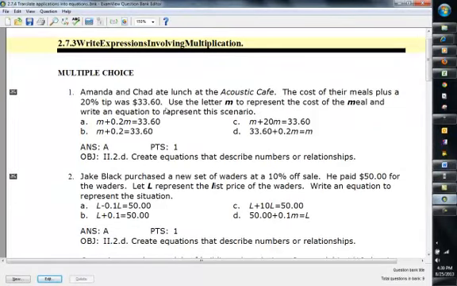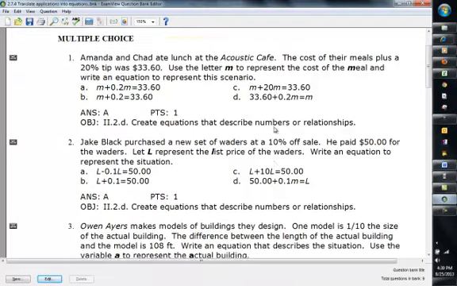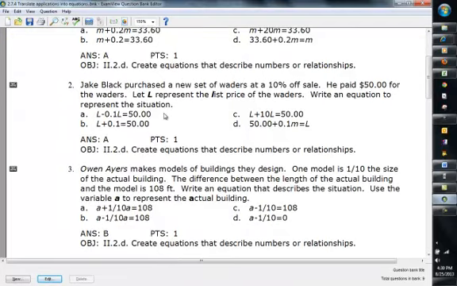Last one, writing equations. Amanda and Chad ate lunch at the Acoustic Cafe. The cost of their meals plus a 20% tip was, you see the equals here, equals $33.60. Now there's many of them that have equals $33.60, but it's the meal plus 20% of the meal is $33.60. It's not the meal plus 20 cents. It's not a 20-cent tip. It's a 20% tip. In this case, the only thing they did wrong is they put in the 20, so it's not a tip of 20 times the amount of the meal, but 20% times the amount of the meal.